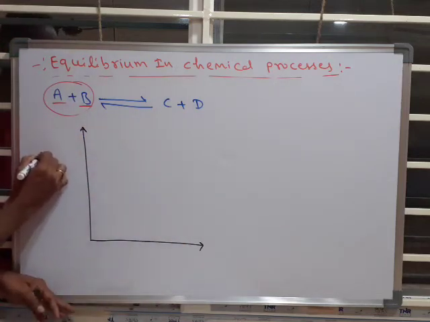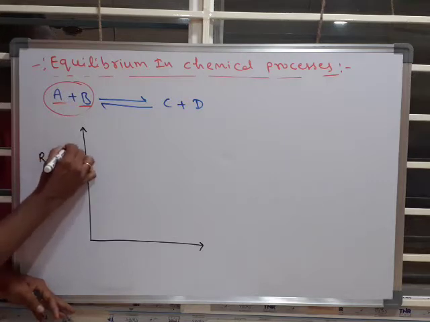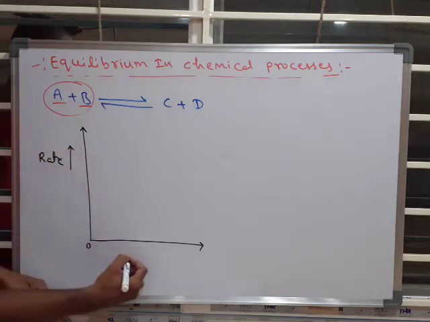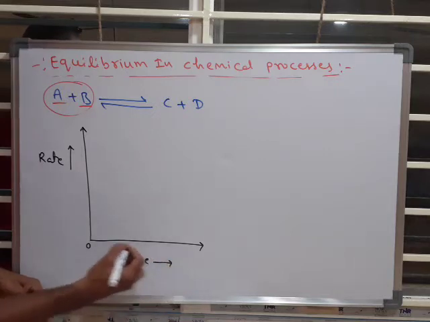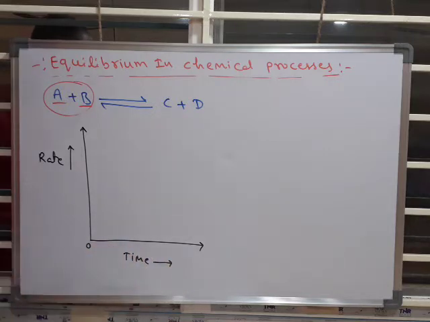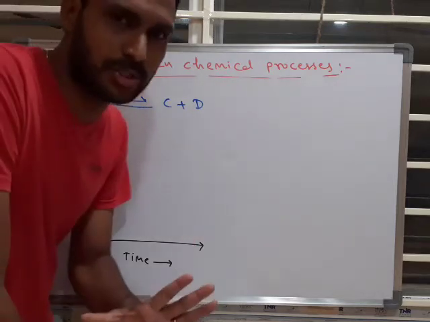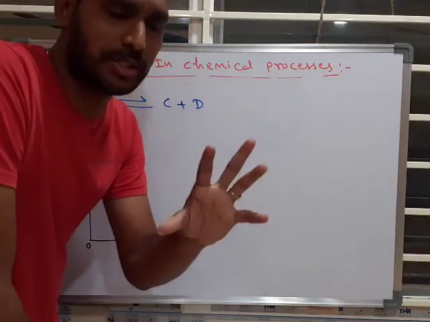Rate of reaction. Again, on the x-axis we are taking time. So first, what is the forward reaction rate? We already said that it starts low.